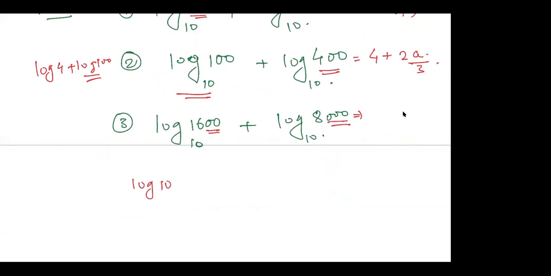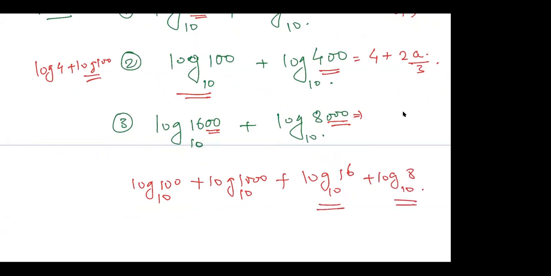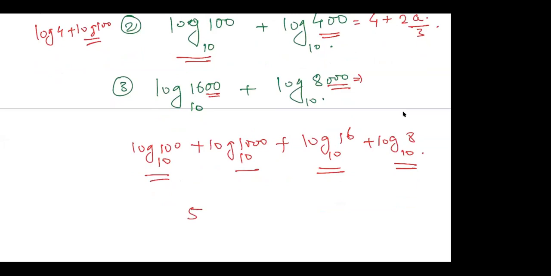So log 100 base 10 plus log 1000 base 10 plus log 16, that's 2 to the power 4, and log 8, that is 2 to the power 3. This 4, this 3. 2, 3, 5 plus 7 log 2. Four plus two, six. I guess this will be six only, right? Six log two. Two to the power four coming from this. Two cube coming from this. So yes, it is seven.